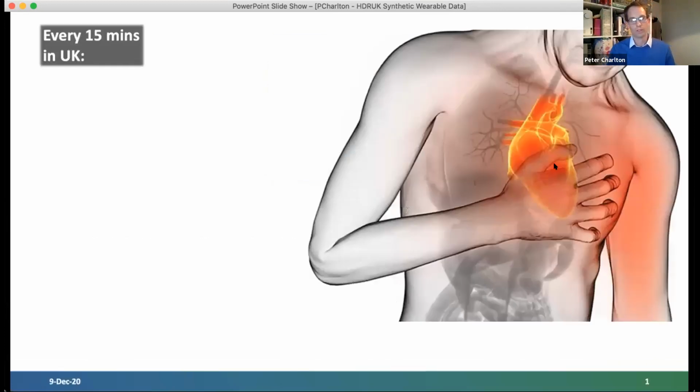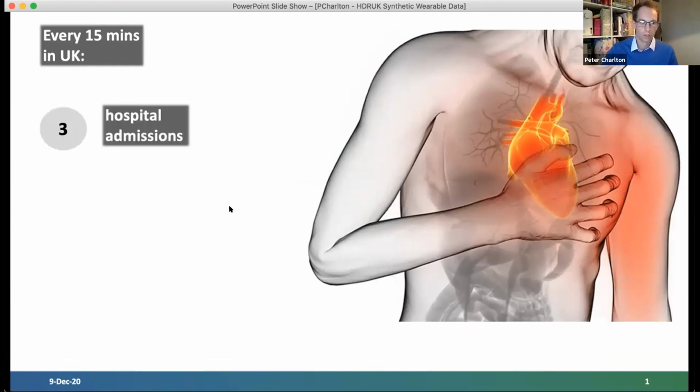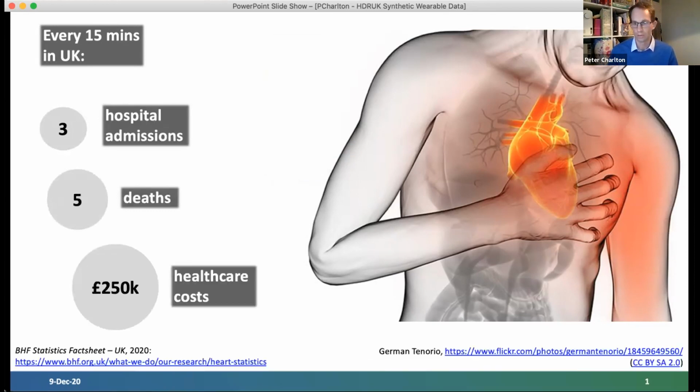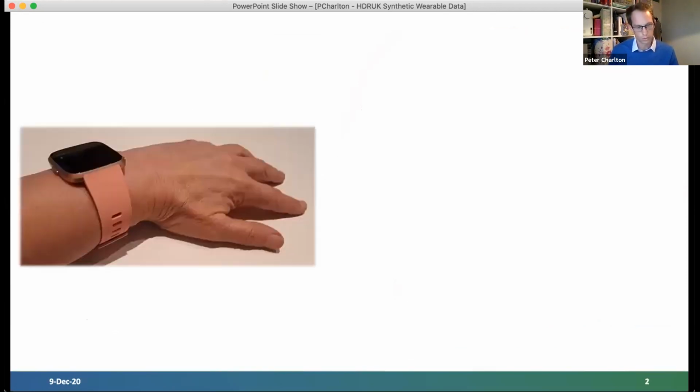The motivation for this talk is in the prevention of cardiovascular disease. In the course of this talk, there will be approximately 3 hospital admissions due to cardiovascular disease, 5 deaths, and it will cost the NHS approximately £250,000.